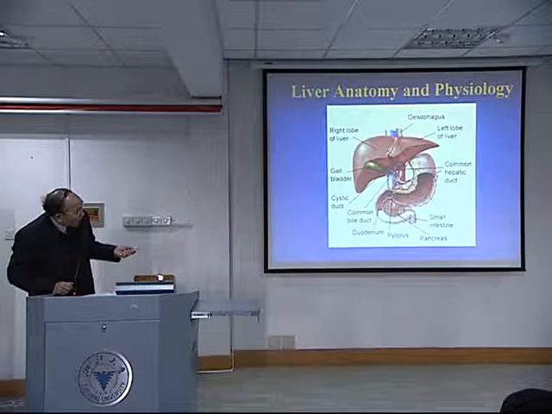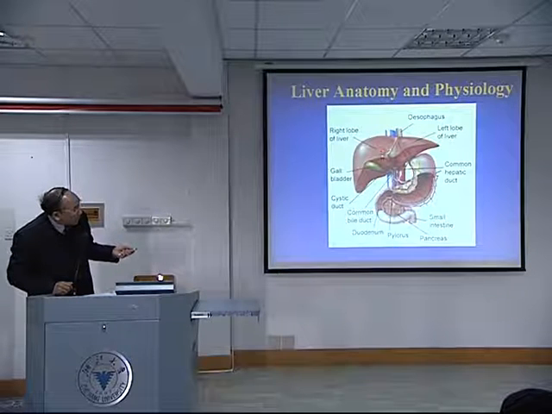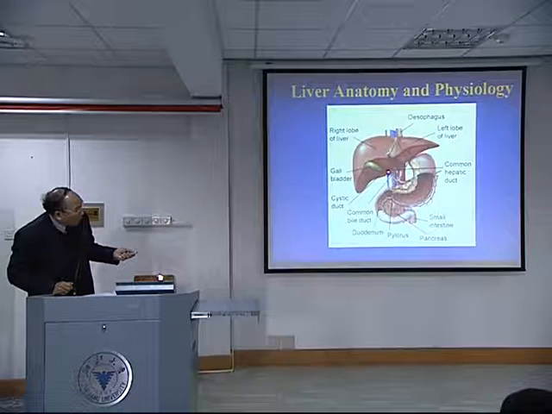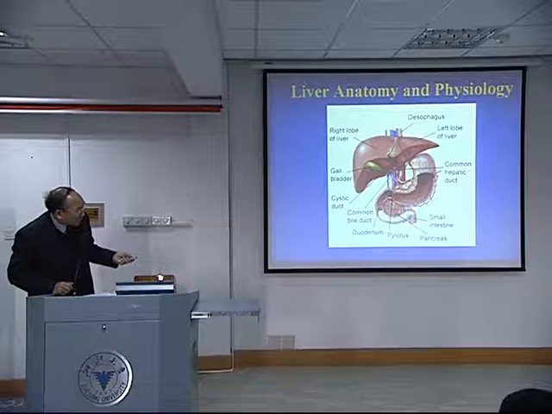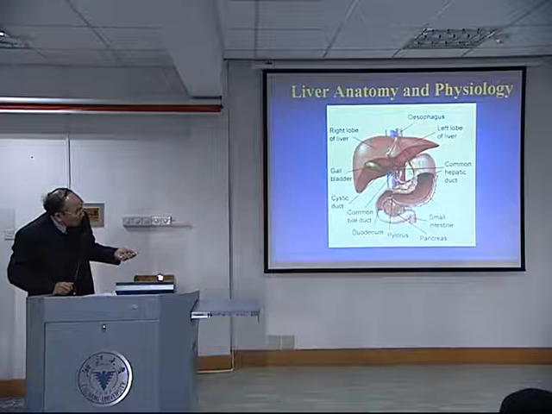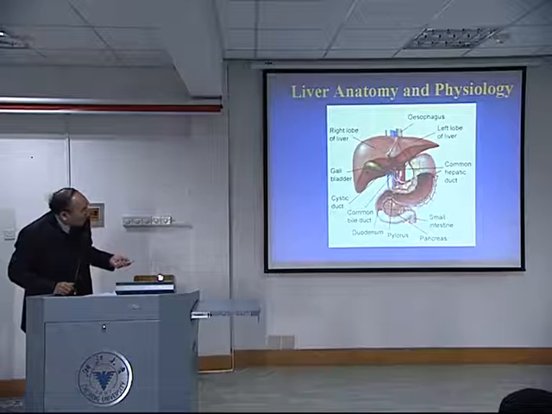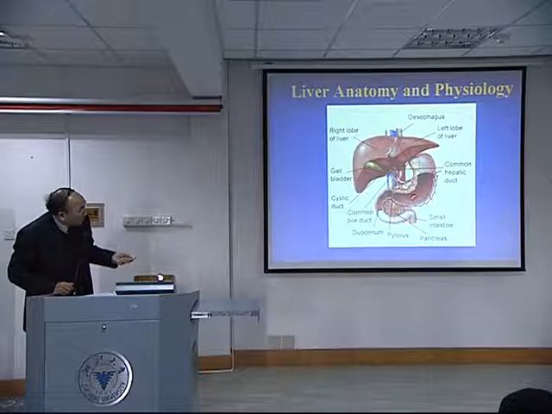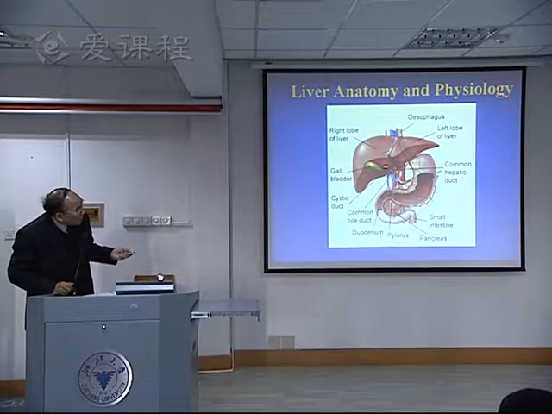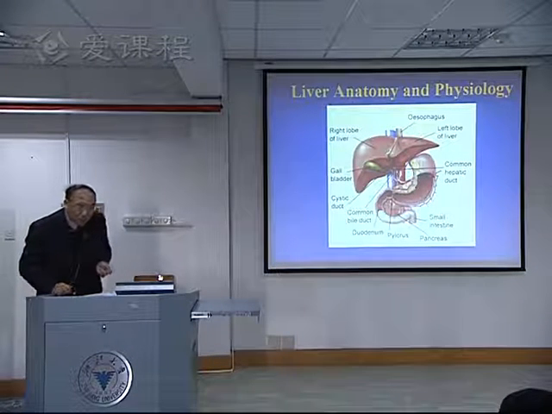Another structure behind the liver is the gallbladder. Usually bile from the liver circulates into the gallbladder, then from the cystic duct and the common duct into the duodenum. Behind the liver are the stomach, duodenum, and small intestine. Here is the pancreas. I think the students have a very detailed understanding, no problem.